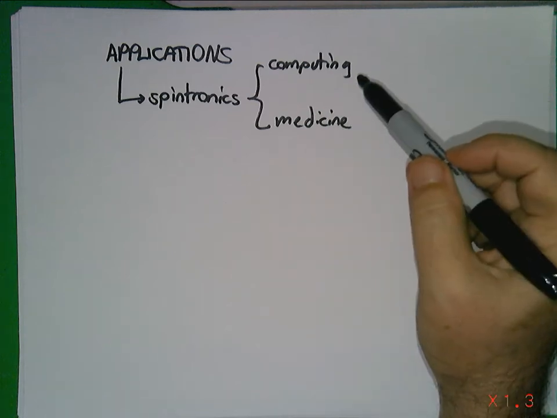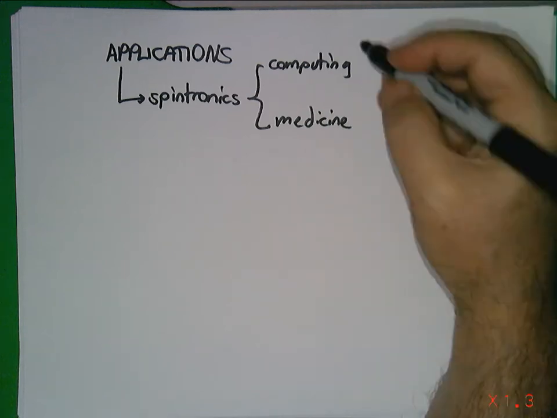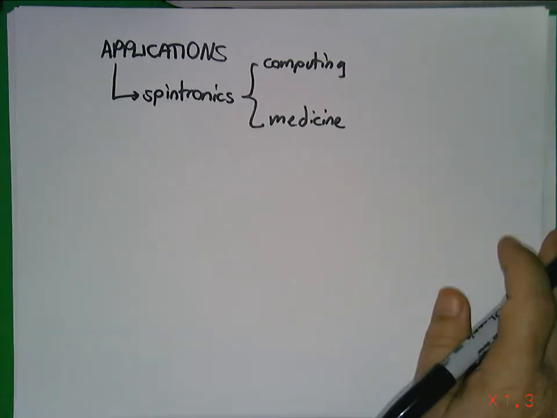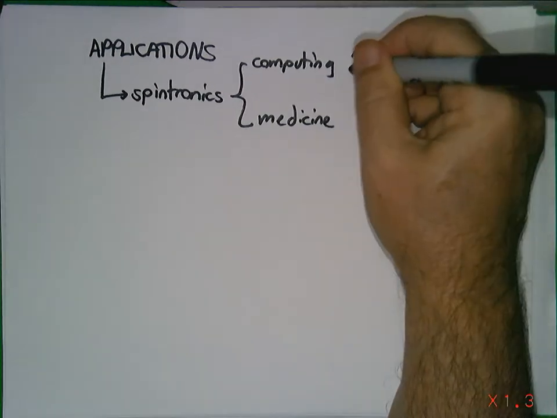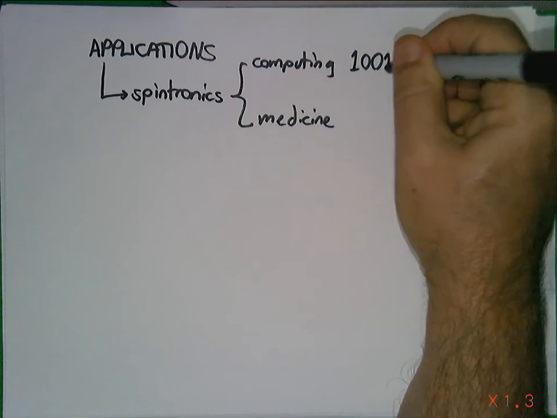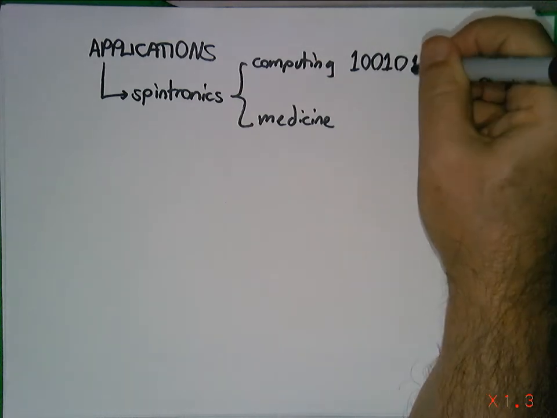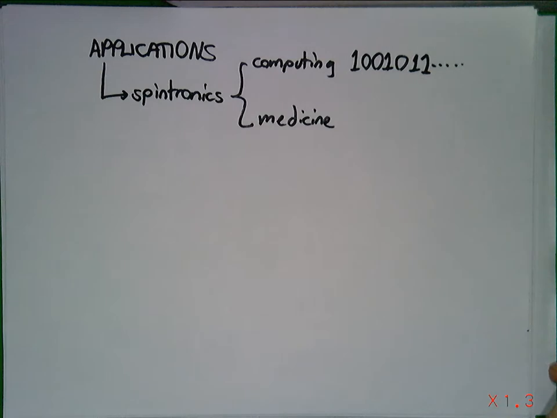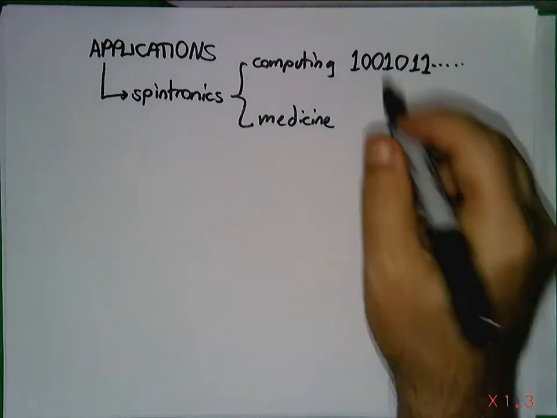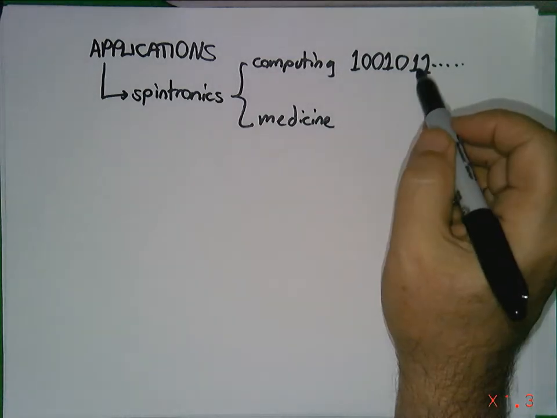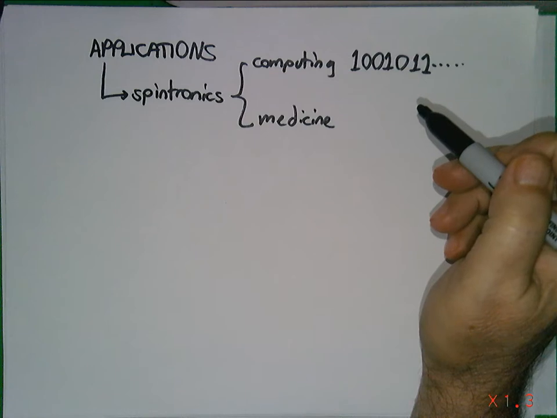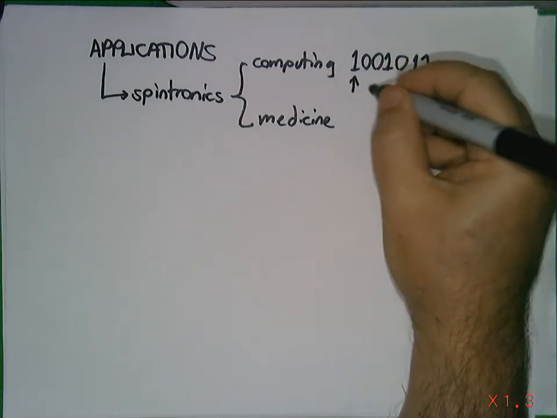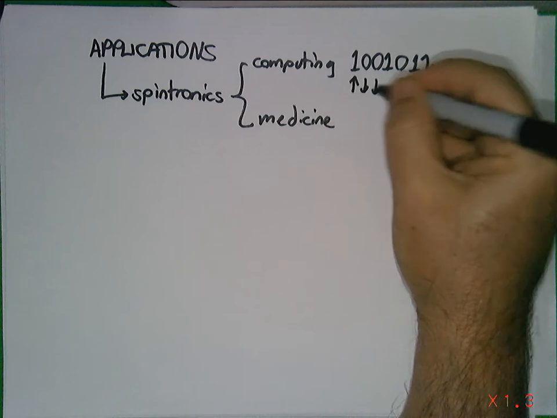Let's look at computing. You probably already know that computers store information as a series of ones and zeros. So you can take a character on a printed page, a pixel in a picture, any sort of information, and encode it so that it can be stored or read as a series of ones and zeros. Well, electrons can be spin up or spin down.